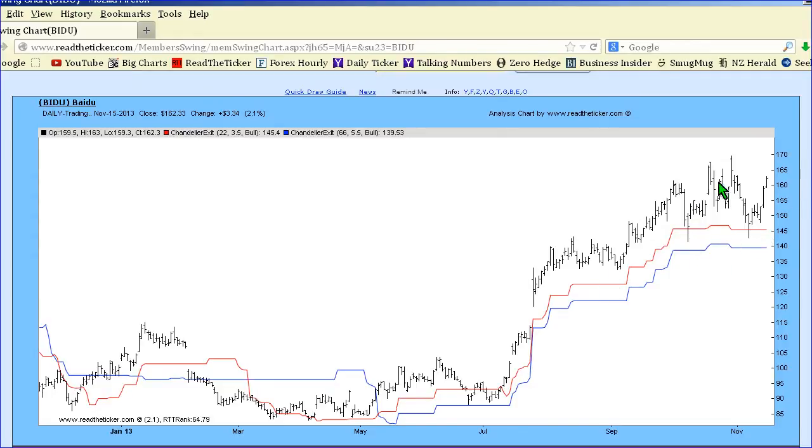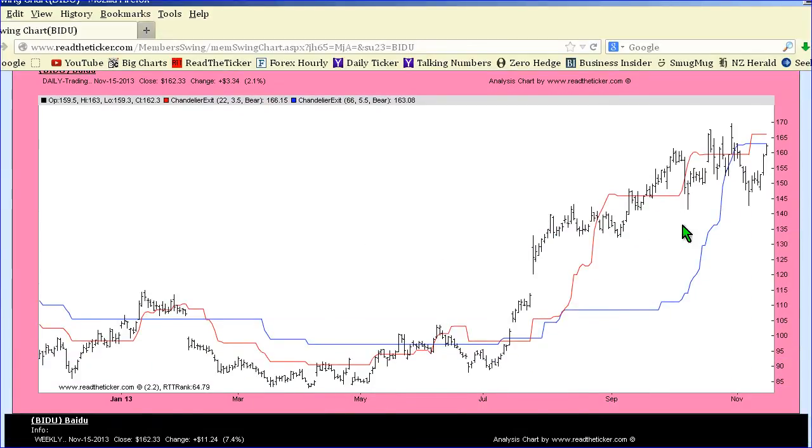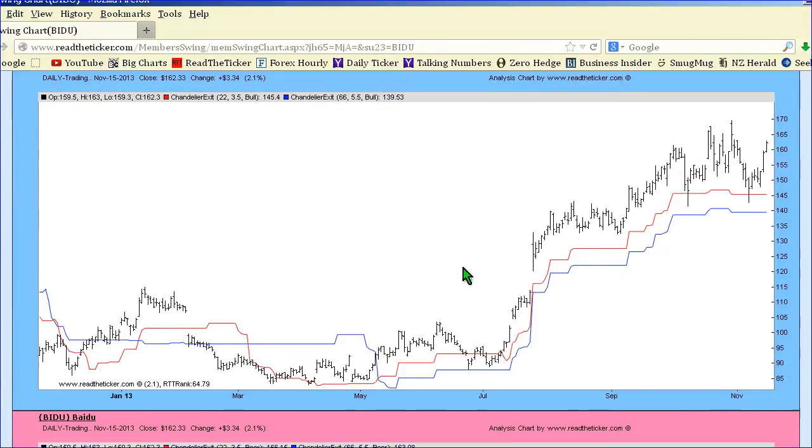Well, this chart's interesting because I've actually got a setup here. This is one I've got a bull Chandelier exit set up. And down below I've got a bearish Chandelier exit set up. Now when I say bull or bear, I mean you just set the settings to either be bull or bear. Now from this line onwards, it is a bullish arrangement.